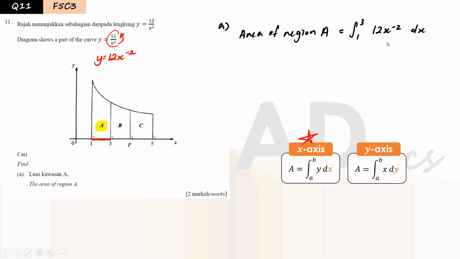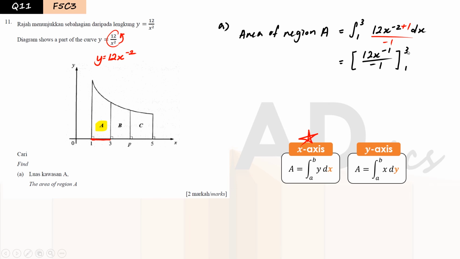Once we have found all the values here, we can start to integrate. To integrate, we add 1 to the power, and then divide by the new power, which is negative 2 plus 1, which is negative 1. This would be the result, and make sure you put the lower and upper limits at the right side of the bracket here.